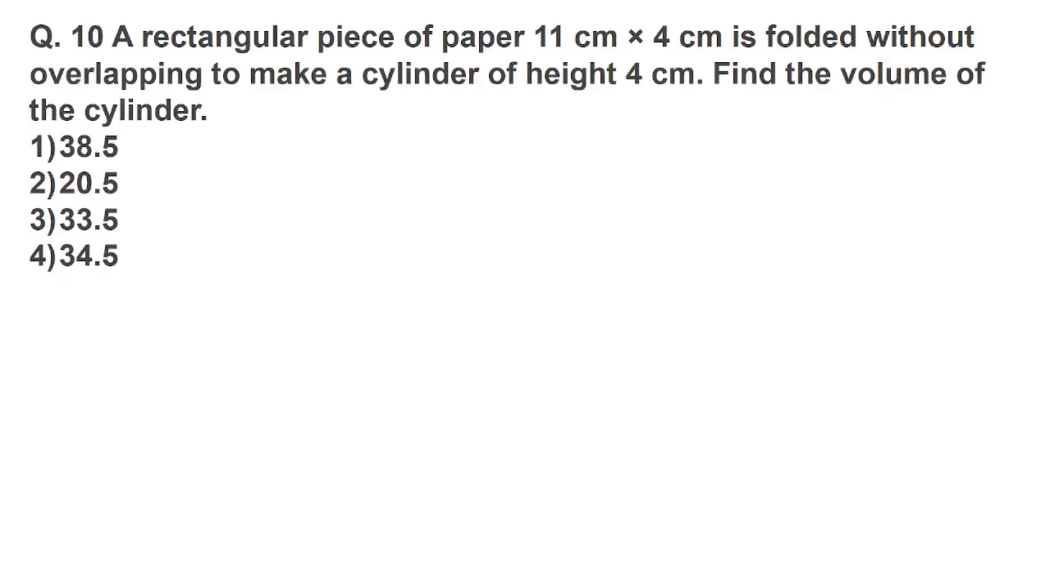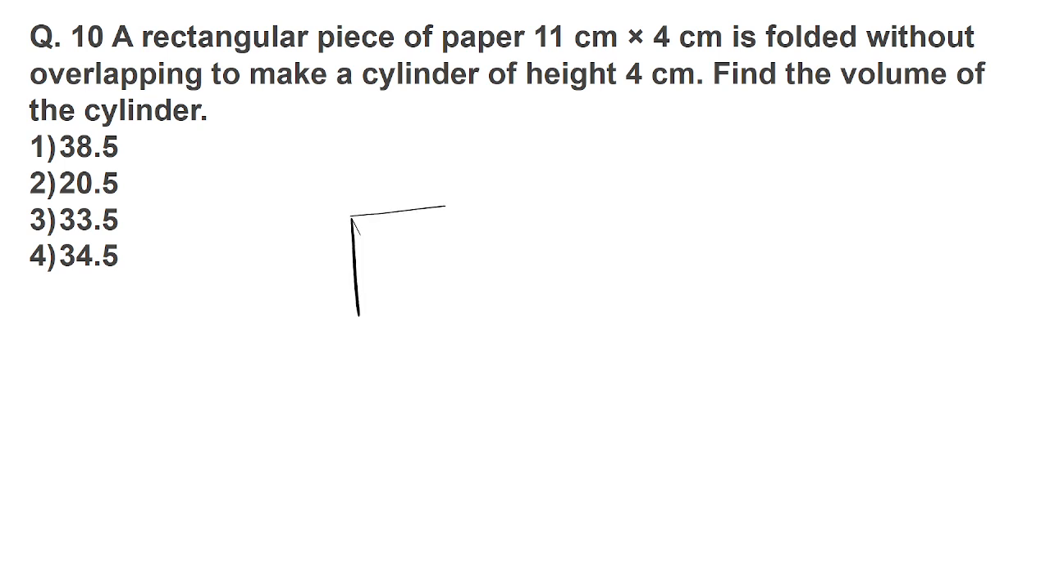Now this question is supposed to be done by you. This is your homework. A rectangular piece of paper 11 centimeter into 4 centimeter. Now these are the dimensions of the rectangular piece of the paper, length into breadth. 11 centimeter into 4 centimeter is folded without overlapping to make a cylinder. Now this is supposed to be made in the form of cylinder, students. We are actually taking that rectangular sheet.